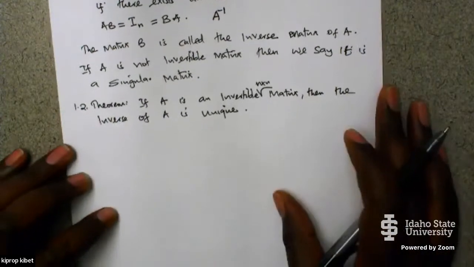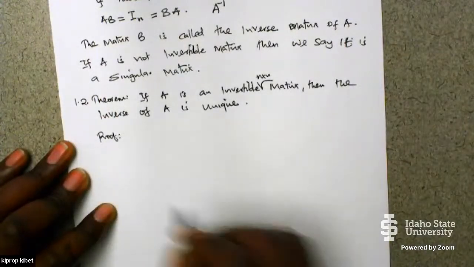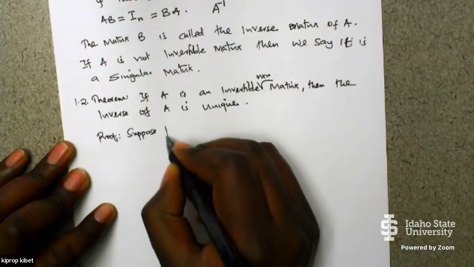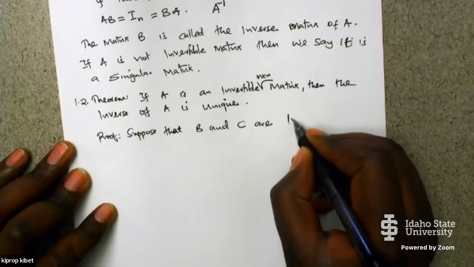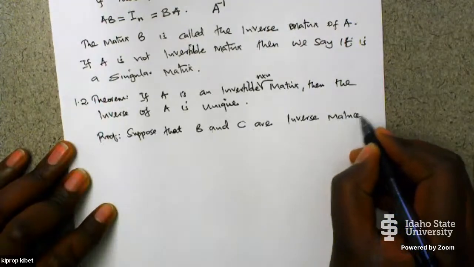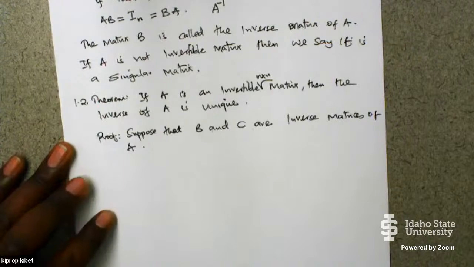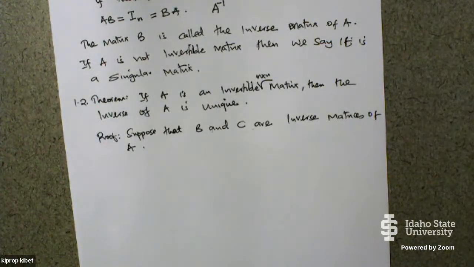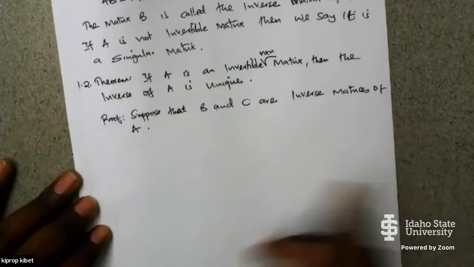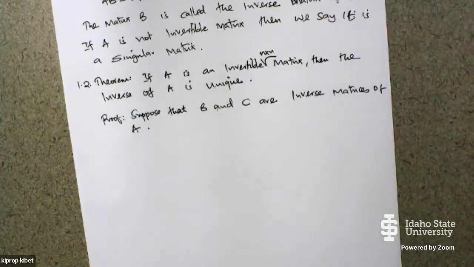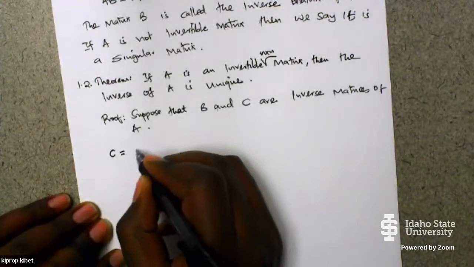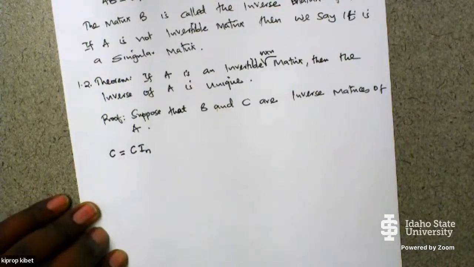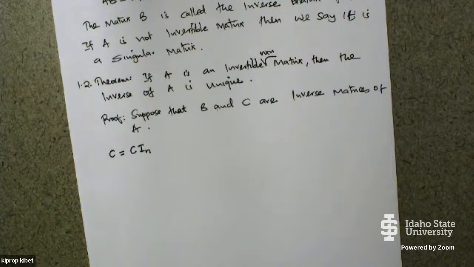So how can we prove this? Now, let's prove this. Suppose that B and C are inverse matrices of A. If C is an inverse matrix of A and also B is an inverse matrix of A, then C is the same as C multiplied by the identity I_n.